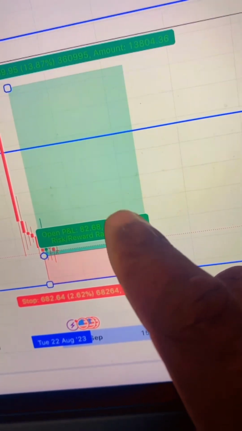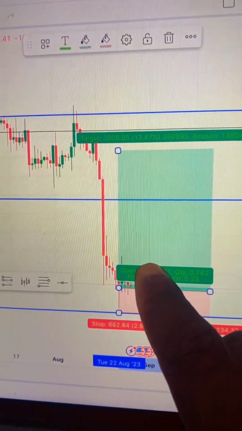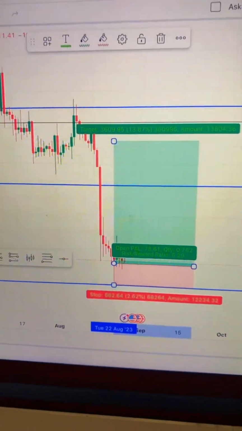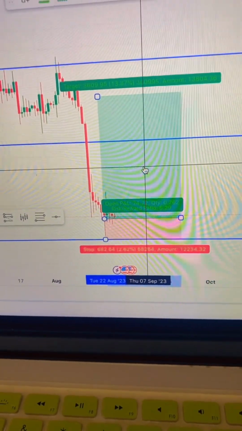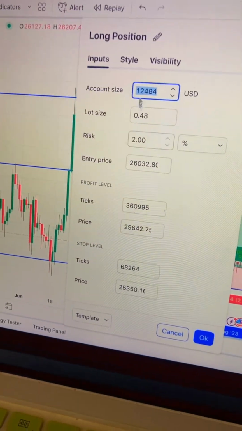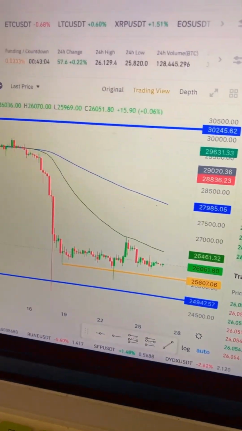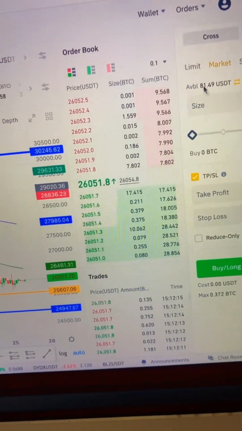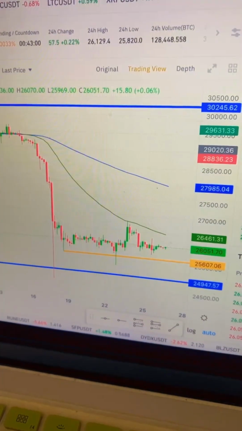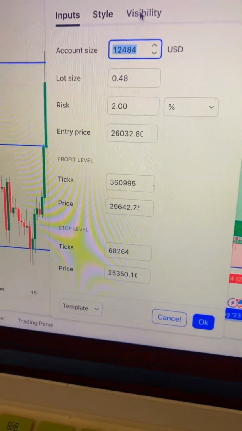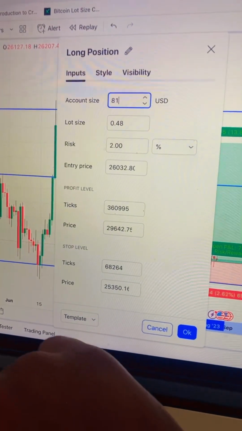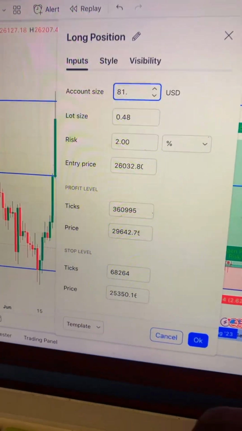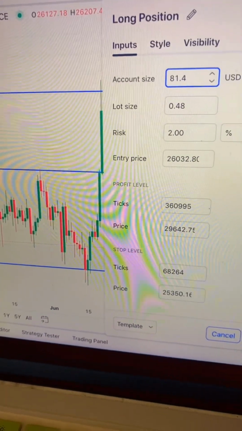Then we have the cost. This is your margin, as we call it in Forex. Let me use the small account to set the example. I'm just going to double click on this again, on the position sizing. Then let's go back. We know our account balance to be $81.49, so we are going to enter $81.49 here. Always enter all the figures.